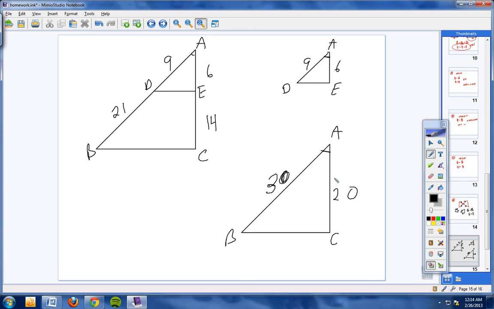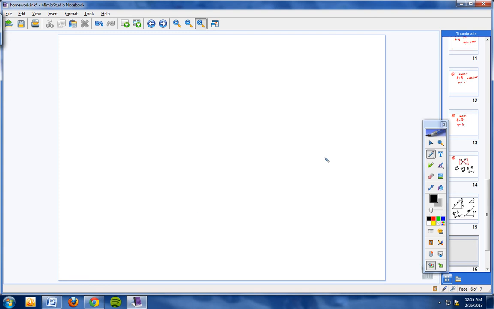So now let's check for similarities. The smallest side 6 goes over the smallest side here, which is 20, equals, if I reduce this, by the way, I get 3/10. And the next side over here would be 9 over 30. And 3 goes into both of those, and I would get 3/10. So check. Yes, these two triangles are similar.